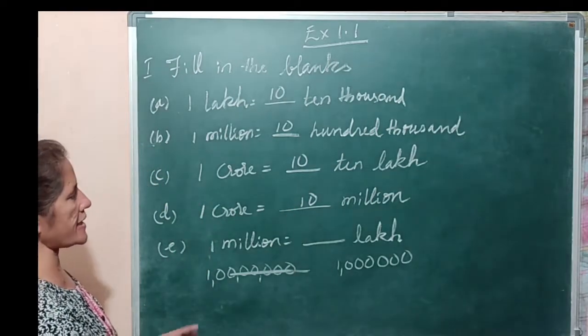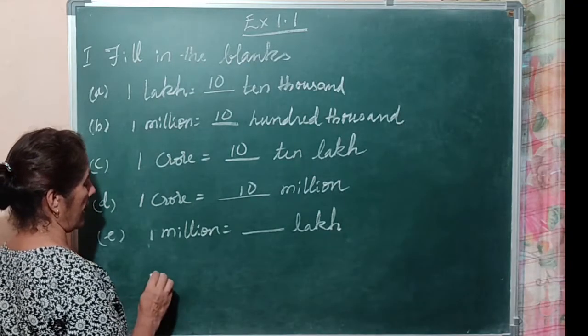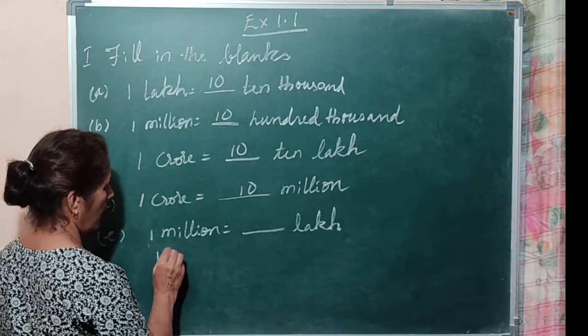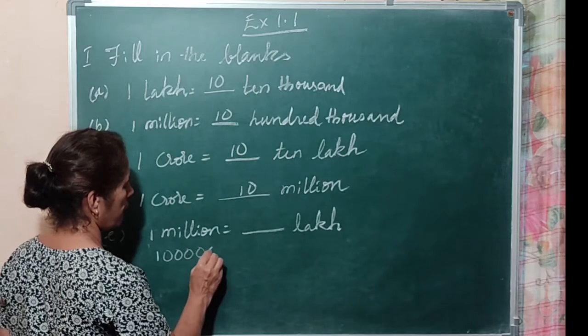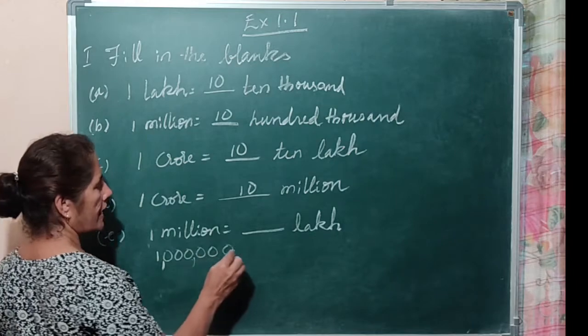So now 1 million is equal to dash lakhs. For 1 million, I will write 1. 1, 2, 3, 4, 5, 6. Is it 1 million? Yes, no? Lakh.